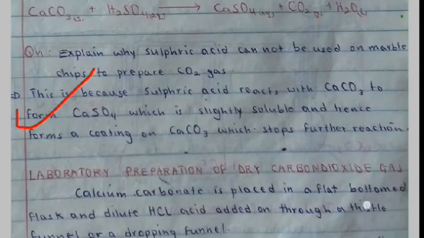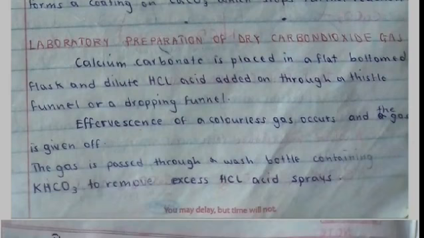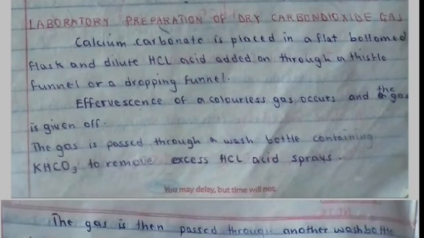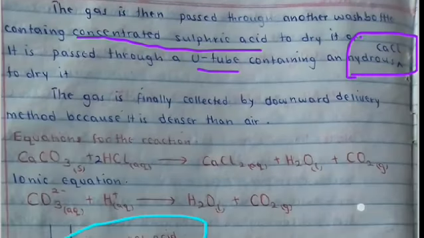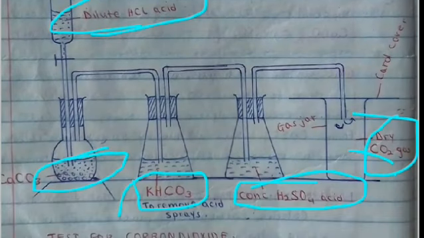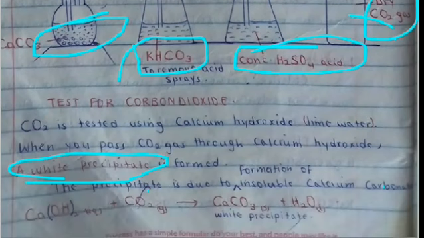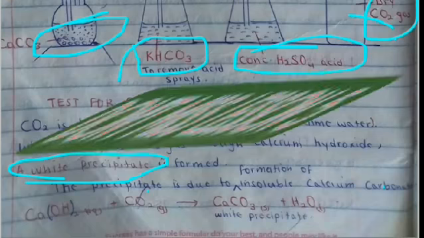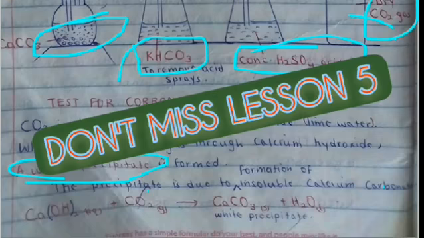for that in the question shown here. We have also seen the laboratory preparation of dry carbon dioxide gas, how dry carbon dioxide gas is prepared. We have seen how it is passed through different wash bottles containing different chemicals so that it can be dried. Also, we have seen how we can test for carbon dioxide gas. So don't miss lesson 4, where we shall continue to see the physical and chemical properties of carbon dioxide gas. What is the chemical behavior of carbon dioxide? That will be our lesson 5.